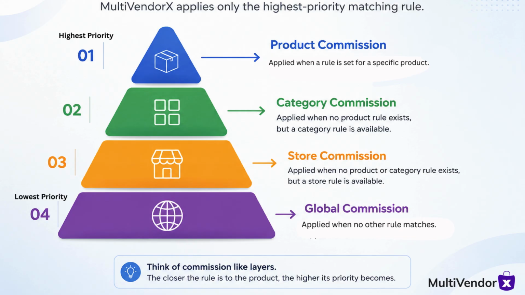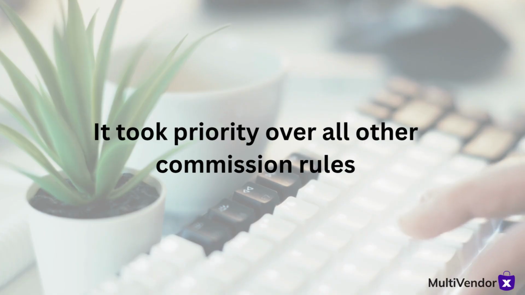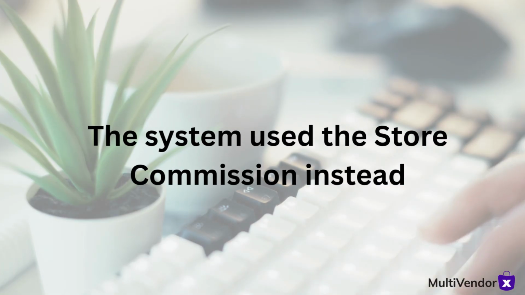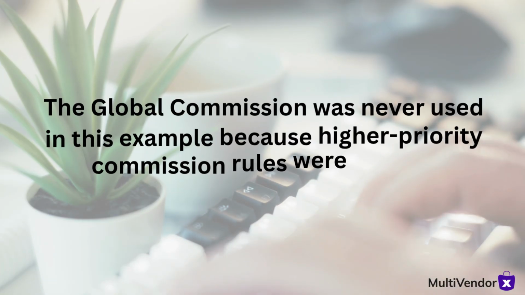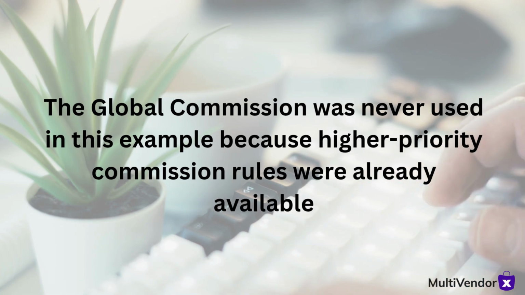As we know, the highest priority goes to product commission, then category commission, then store commission, and lastly the global commission. Since a product commission was available for Nike Vomero 18, it took priority over all other commission rules. For Nike Air Max DN8, no product commission was available, so the system used the store commission instead. The global commission was never used in this example because higher priority commission rules were already available.